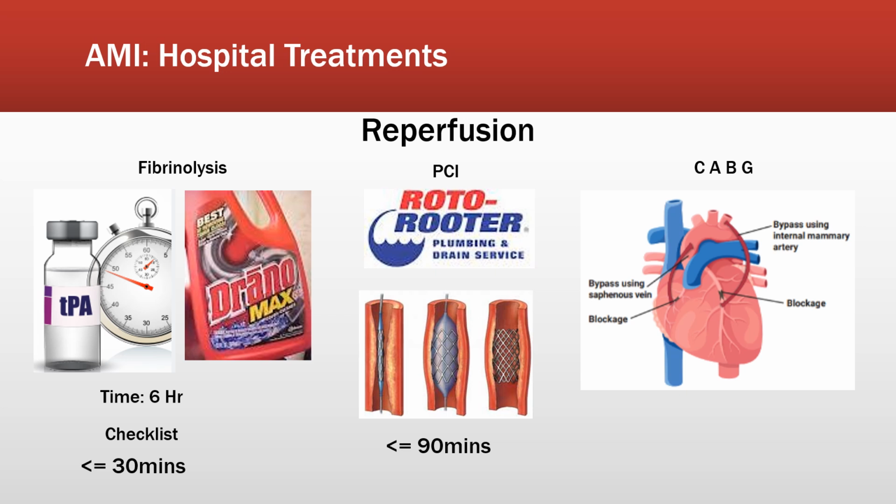Door to procedure or reperfusion with PCI and those stents, like a Roto-Rooter, is door to balloon of 90 minutes or less. And then another option is the coronary artery bypass graft, the cabbage. They get a vein from your leg, normally part of the great saphenous vein of your leg, hook it from your aorta to your coronary artery past the blockage area. So there's 3 different types of reperfusion therapies.